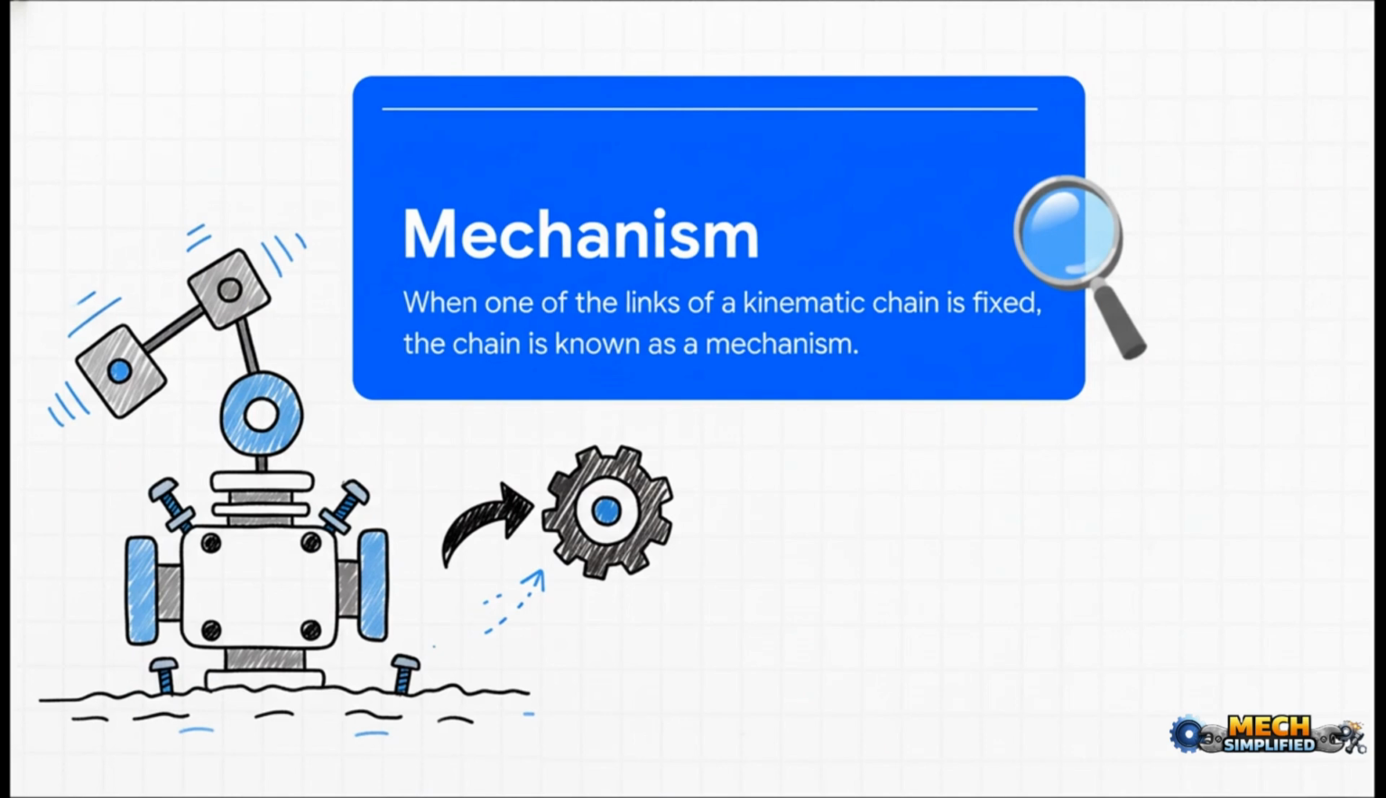Okay, here's the next super simple but absolutely critical step. You take that kinematic chain we just talked about and you fix one of its links. You anchor it. You bolt it down to the ground or to the frame of an engine. The second you do that, it's not a chain anymore. It becomes a mechanism. It's no longer just a floating loop of parts. It's now a system that's designed to create a very specific, repeatable motion.